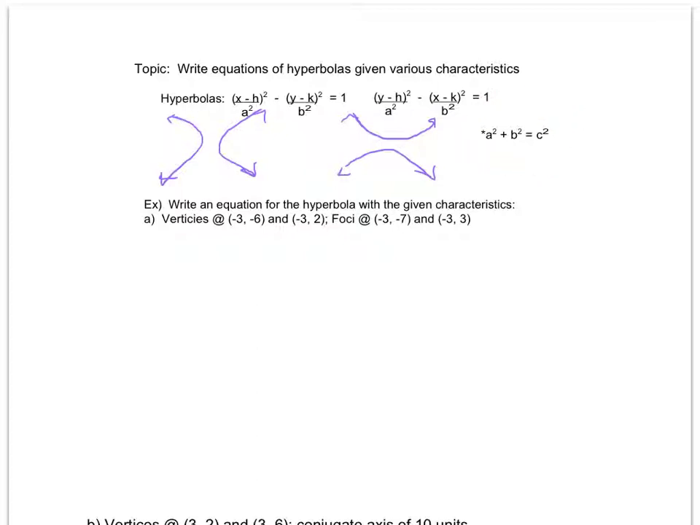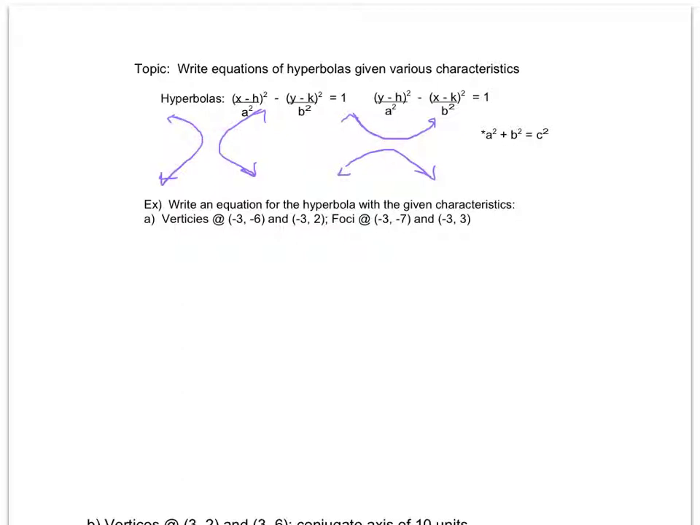It's very similar to an ellipse, except now we're adding, mainly because our c, our foci, are going to be inside of our hyperbolas, which are going to push them farther from the center. So that is going to be a longer distance for c. The vertices, remember, are going to be these points here.